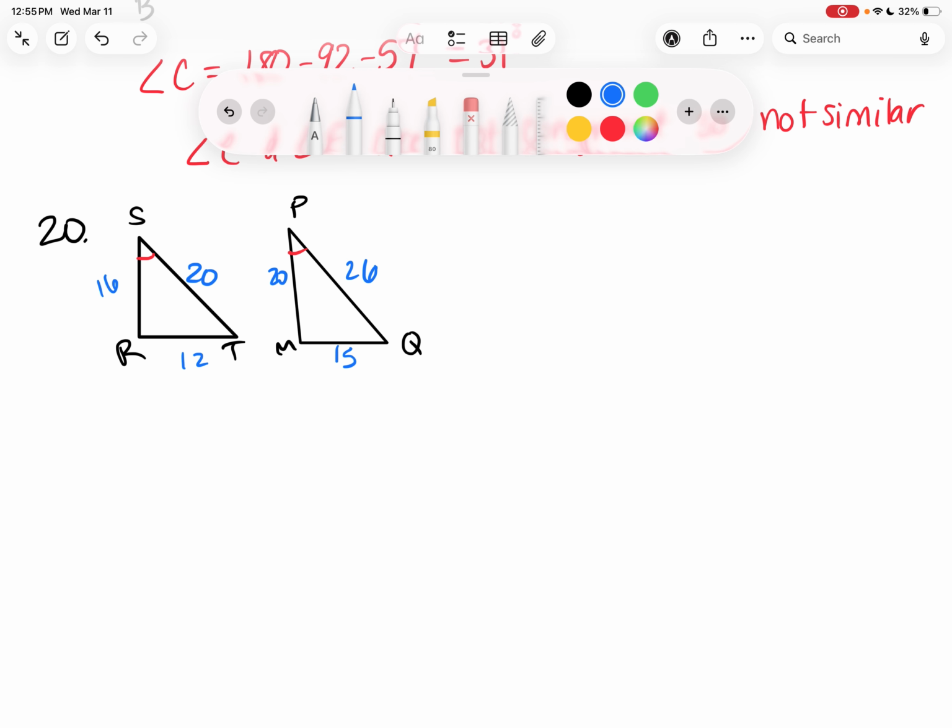You could do RT over NQ is equal to SR over DM. Yep, so I could say 12 over 15 should be equal to, and we can use any of the sides, but to use the ones that he said, 16 over 20. And then I would just reduce on each side. So this one over here would reduce to 4 over 5. This one over here is also 4 over 5.